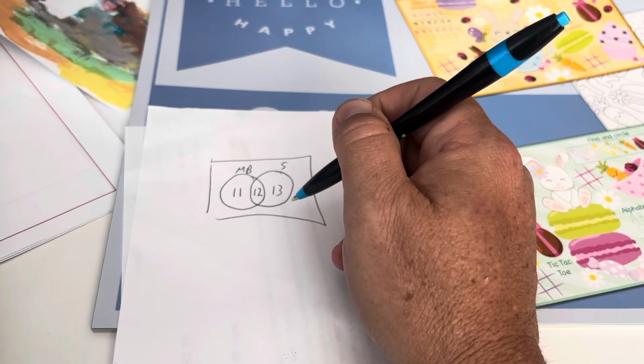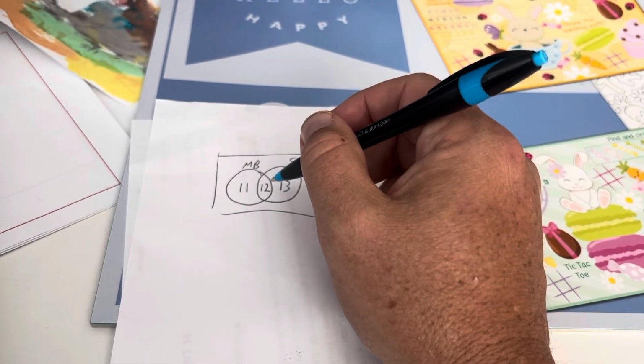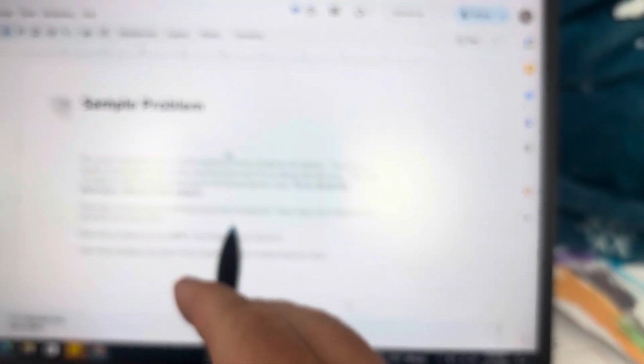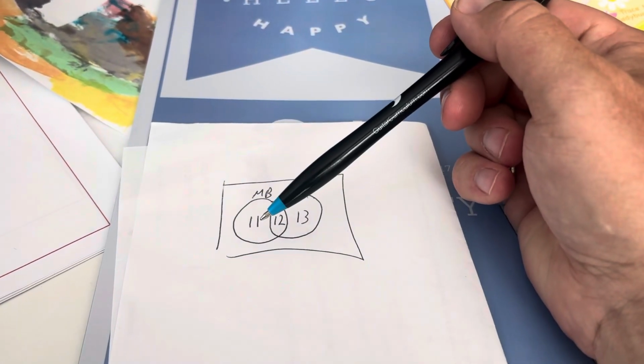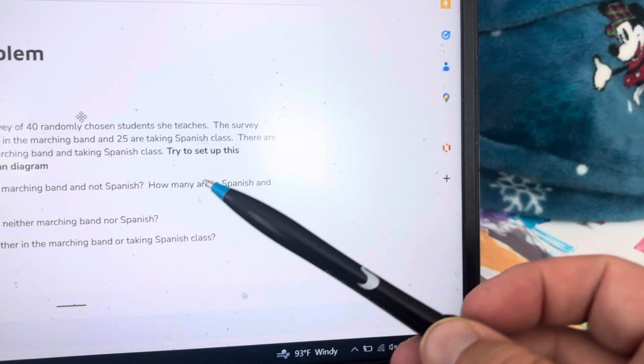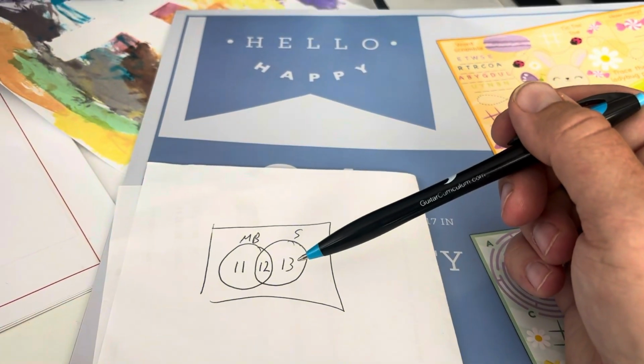So then when I set this up, it gives me some questions. How many people are in marching band and not in Spanish? That's going to be these right here. That's 11 people. How many are in Spanish and not in the marching band? That would be these 13 people.